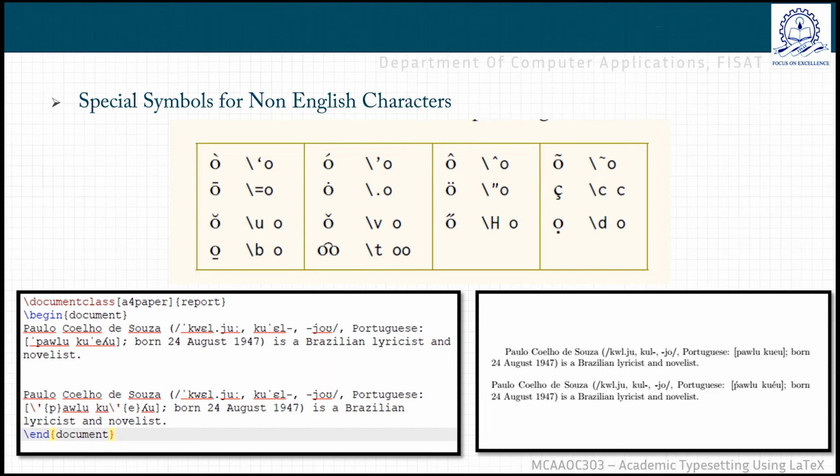This table shows the accents available in LaTeX. Each column shows some of the accents and the inputs to generate them. This is an example for that. See this piece of code. I copied it from Wikipedia.